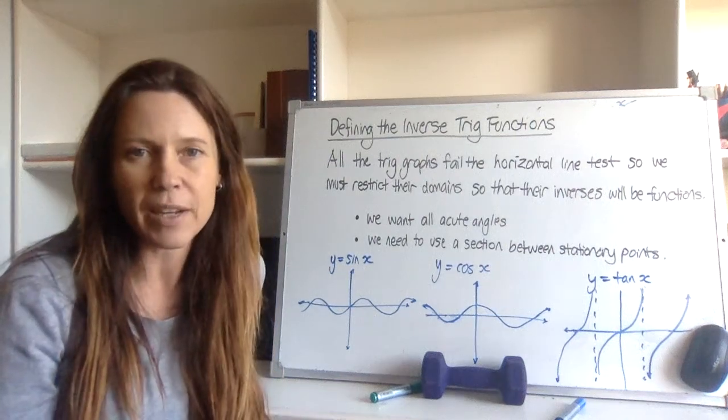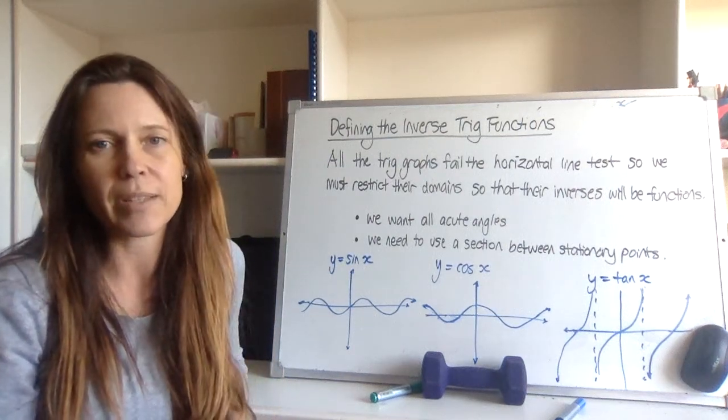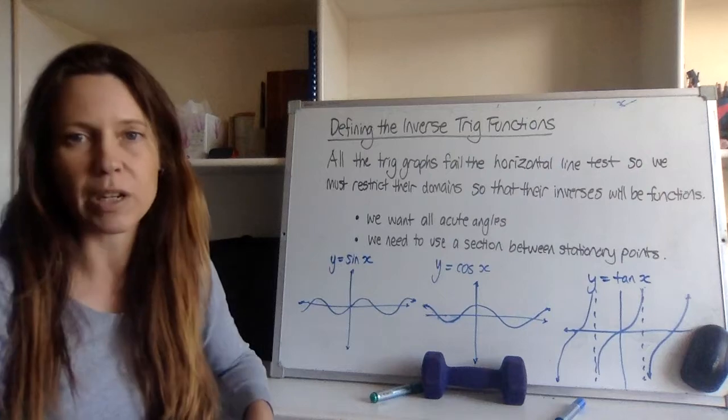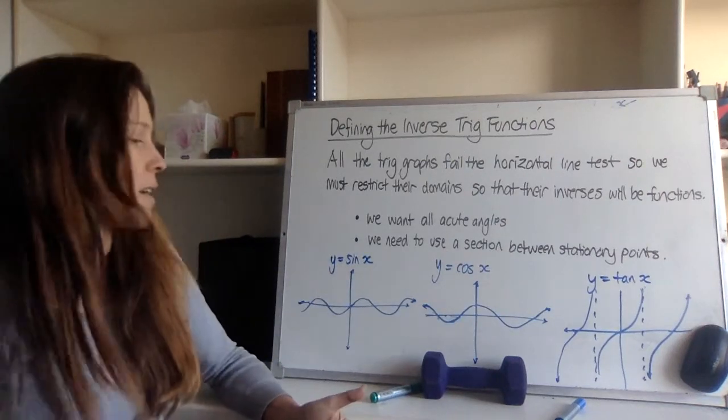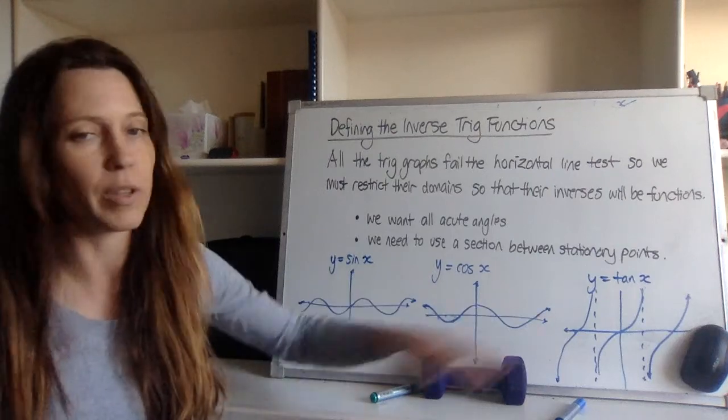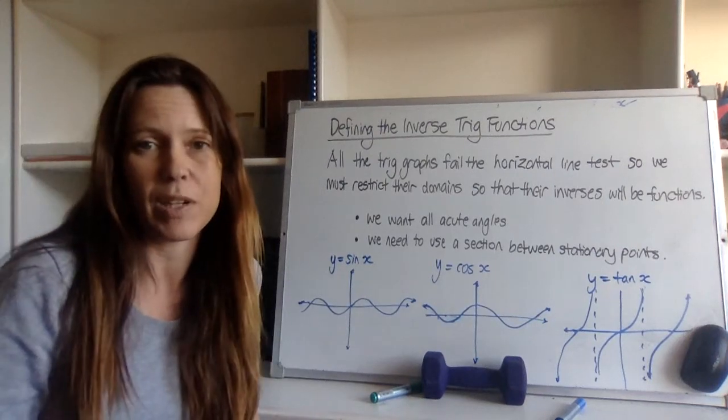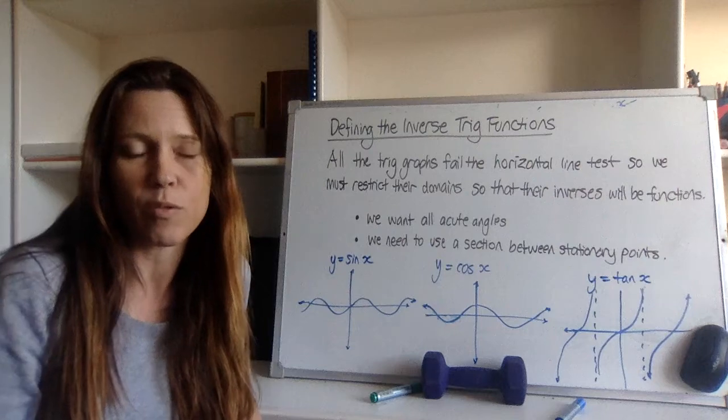In this lesson, we'll be defining the inverse trig functions. Now, all three of the main trig graphs fail a horizontal line test. And by that, I mean any horizontal line can be drawn that goes through them an infinite number of times, when really it should only be allowed to go through once.